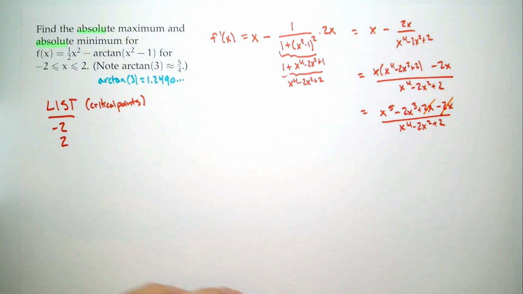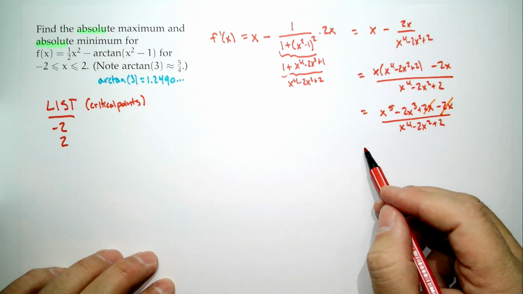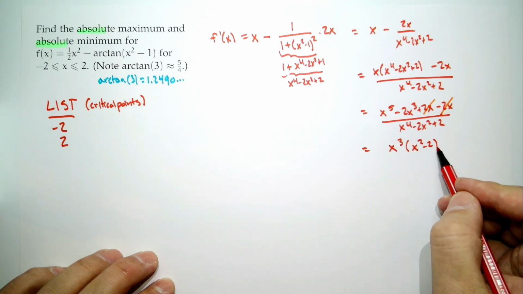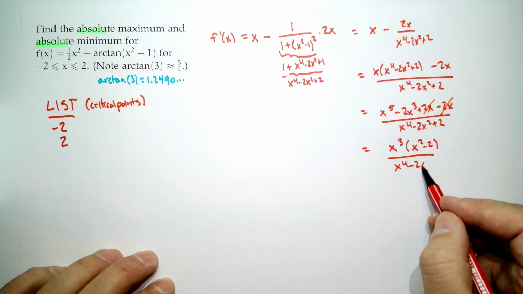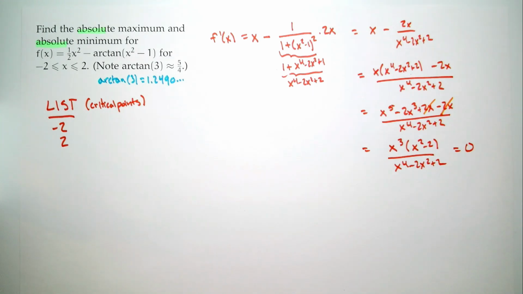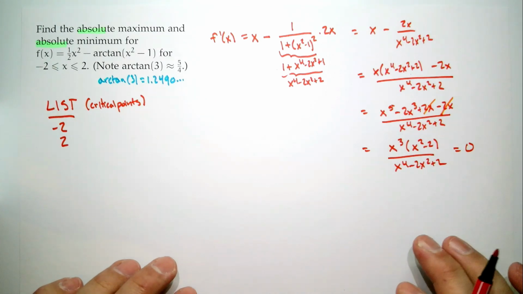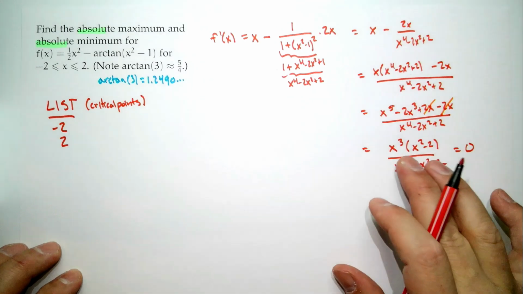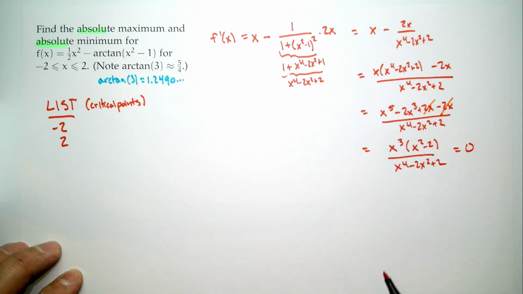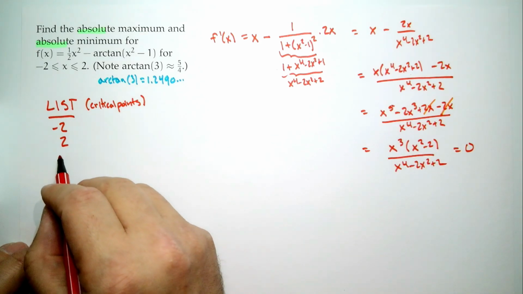And we can even go a little bit further. Well, we can factor out an x cubed on top: x cubed times (x squared minus 2) over x to the 4th minus 2x squared plus 2. Now remember, we're setting that equal to 0, because we're looking for the critical points. We already talked about the fact that the derivative is never undefined, so the only thing left is the derivative equals 0. So what are some values where this is 0? Really, we don't worry about the denominator. It's the numerator that's going to give it to us. So x equals 0 works. Is there anything else?